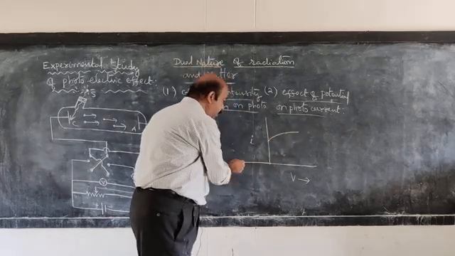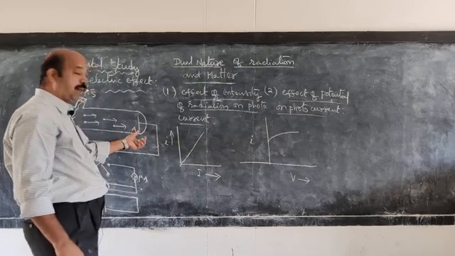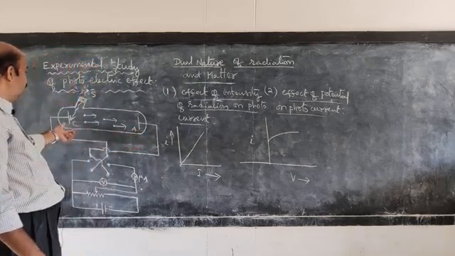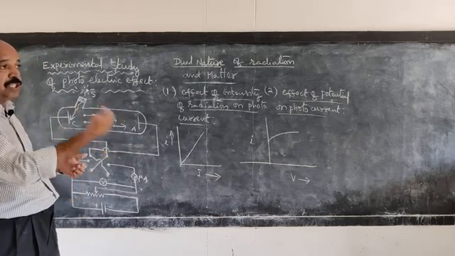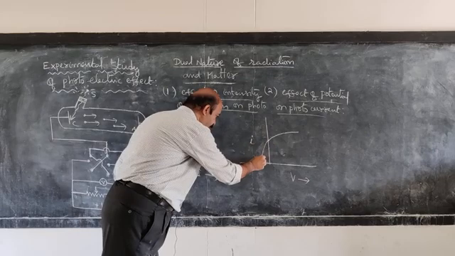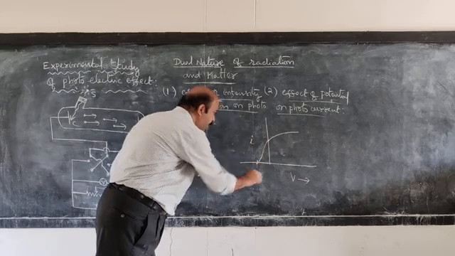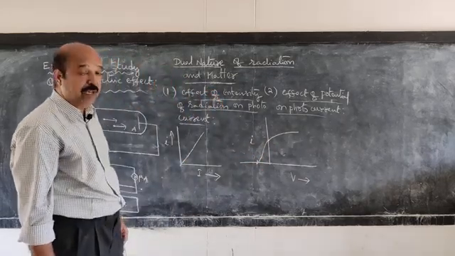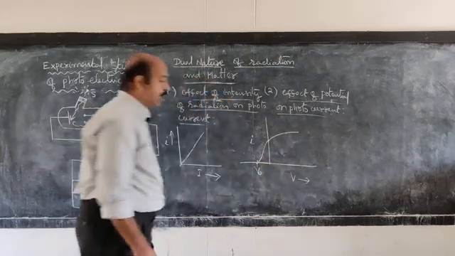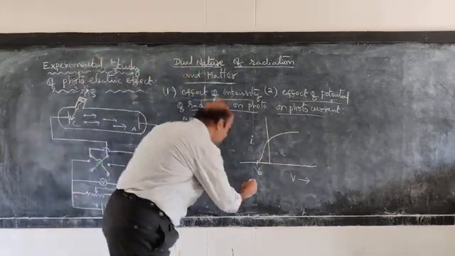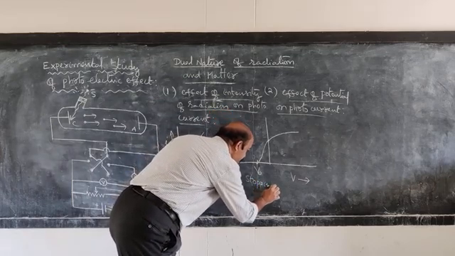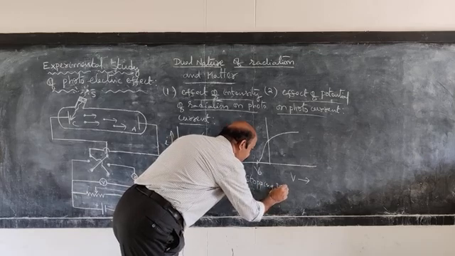Now when you decrease the potential of anode and it is made negative with respect to cathode, and that negative potential increases, the photocurrent decreases and becomes zero. That negative potential of the anode for which the photocurrent becomes zero is called stopping potential.